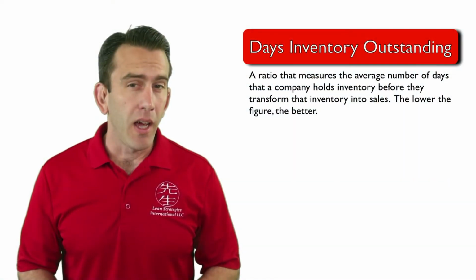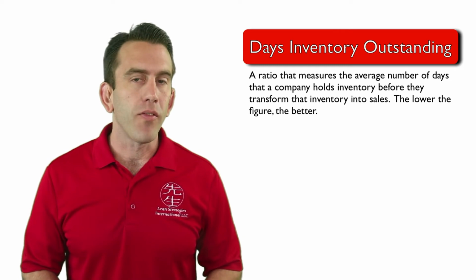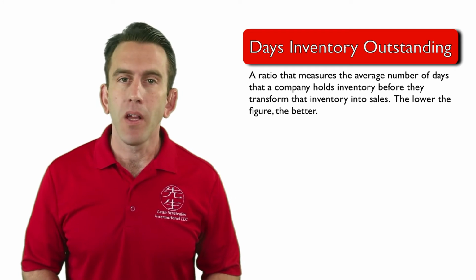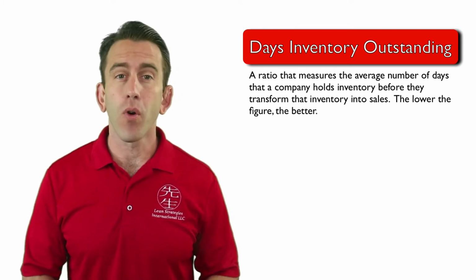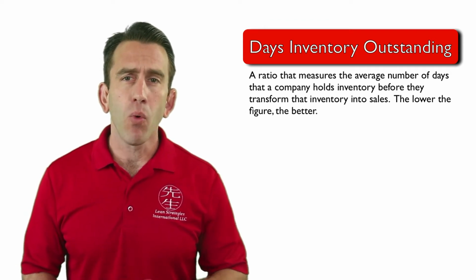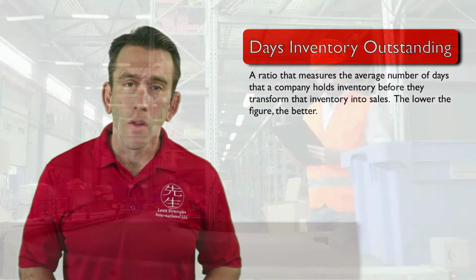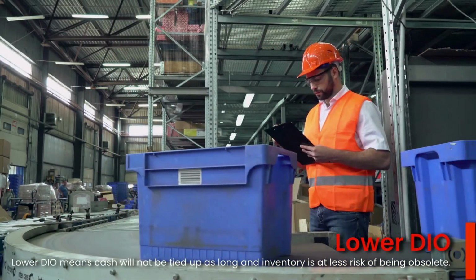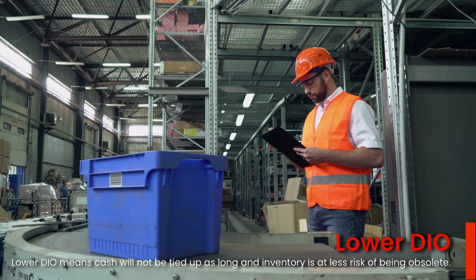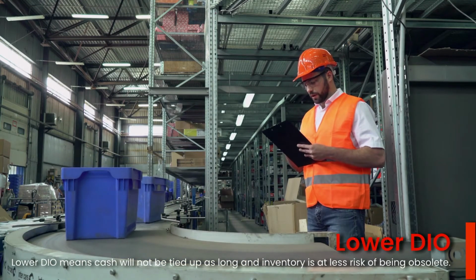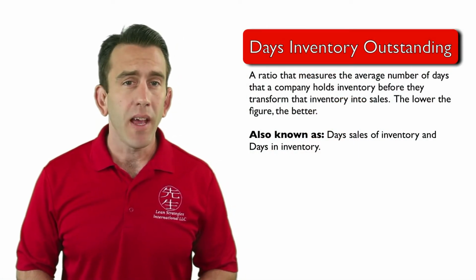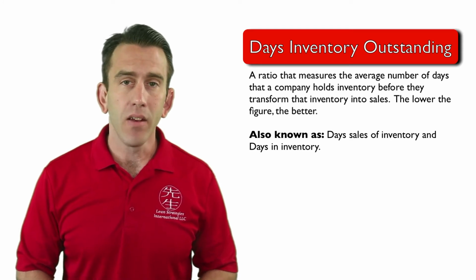Days inventory outstanding, or DIO as it is often referred to, is a ratio that measures the average number of days that a company holds inventory before they transform that inventory into sales. The lower the figure, the better. You may be wondering, why? Well, lower DIO tells us that this inventory will tie up our cash for less time and that our risk of obsolete inventory is much less, and that is good. Days inventory outstanding is also known as days sales of inventory and days in inventory.